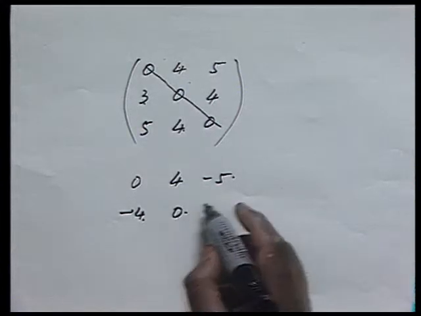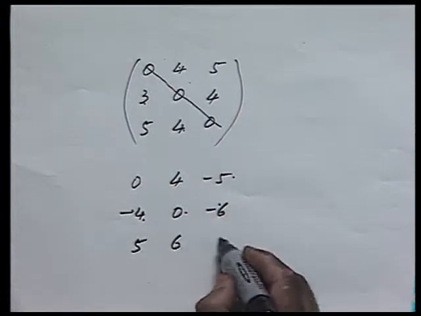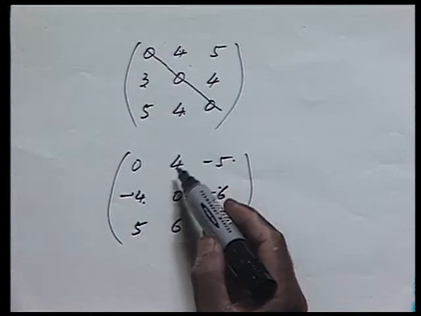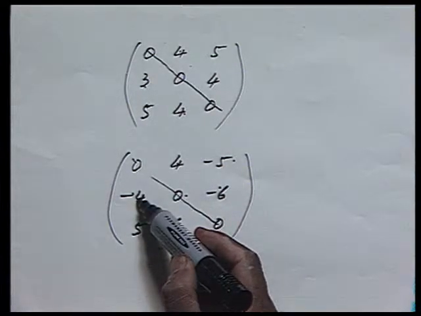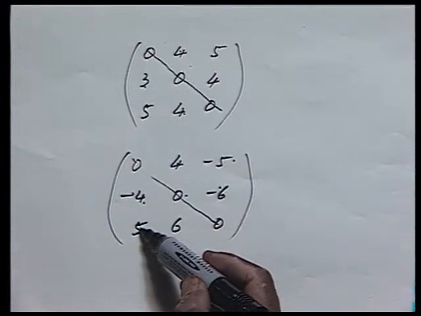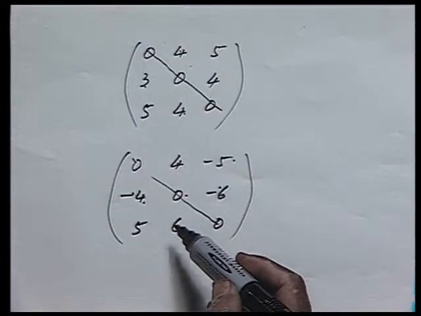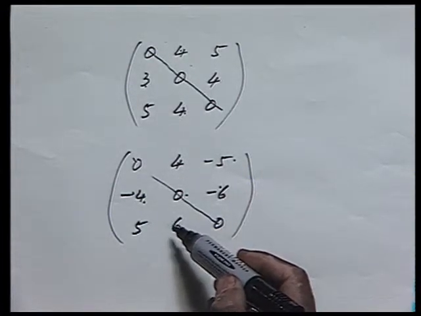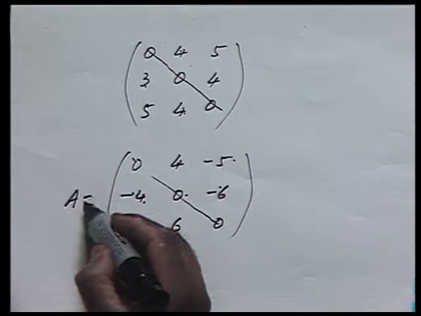Now this is minus 4, 0 and minus 6 here. Then you've got 5, you've got 6, you've got 0. What happens to this? Along the diagonal, in case you draw the line, this is 4, minus 4, numerically equal but opposite in sign. Minus 5, 5, numerically equal but opposite in sign. Minus 6 and 6, again the same situation. This of course is not a symmetric matrix, but has got a special property, and that special property we'll discover as soon as we write the transpose of this matrix.